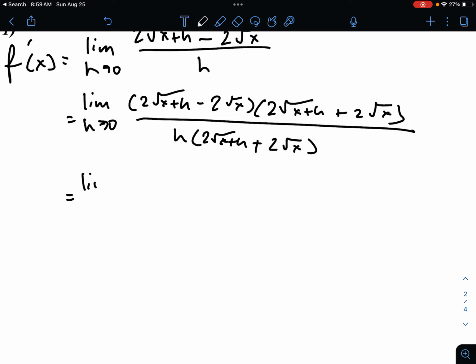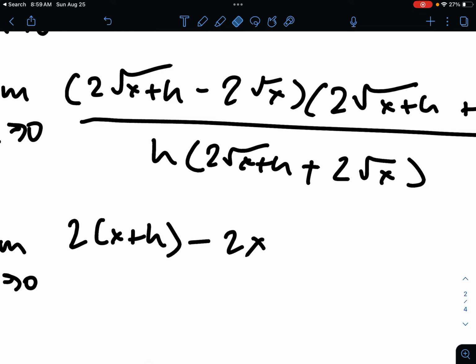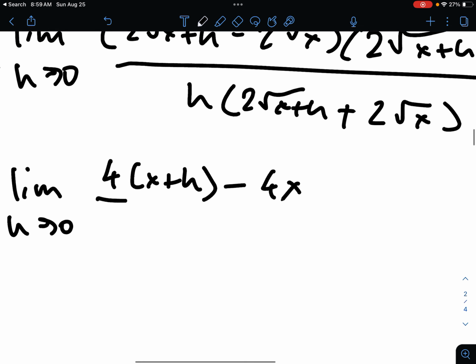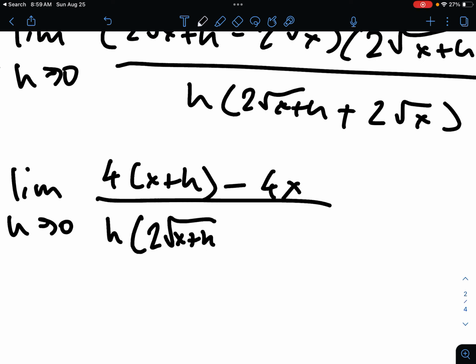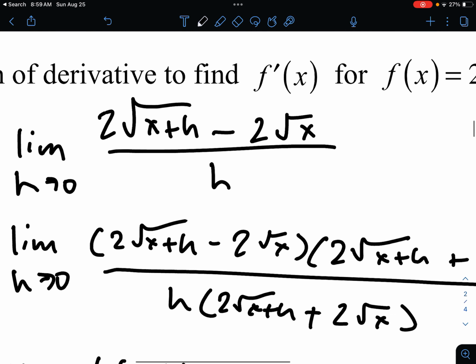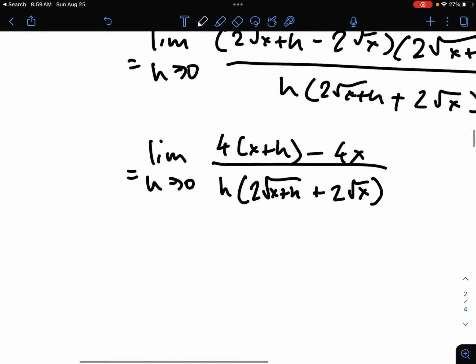So limit as h approaches 0, always have this limit as h approaches 0. It's good notation. So 2x plus h minus 2x. And I'm just exploiting difference of squares, right? If I multiply this and this, it's 4 times x plus h, you have to square that term, over h, and then we'll do 2 root x plus h. We can just leave it like this, and you're going to see why. If you were to plug in 0, you'd get 0 over 0. So the h has to cancel out, which is why I'm not multiplying it out, because I know eventually that h should cancel out.